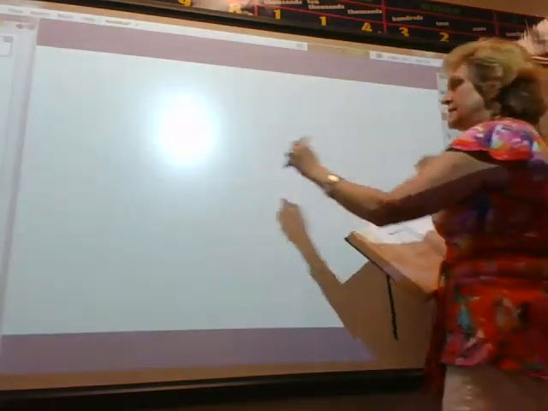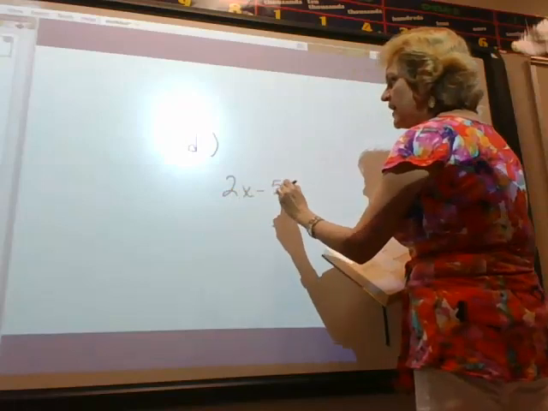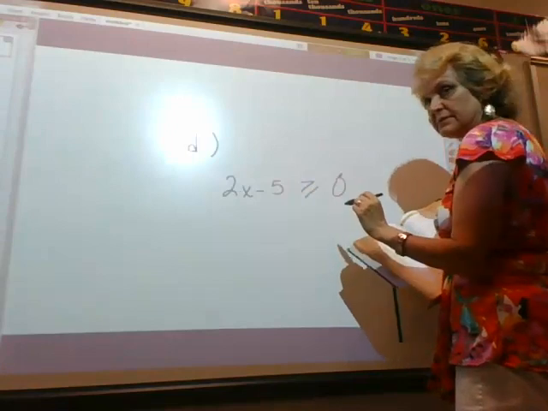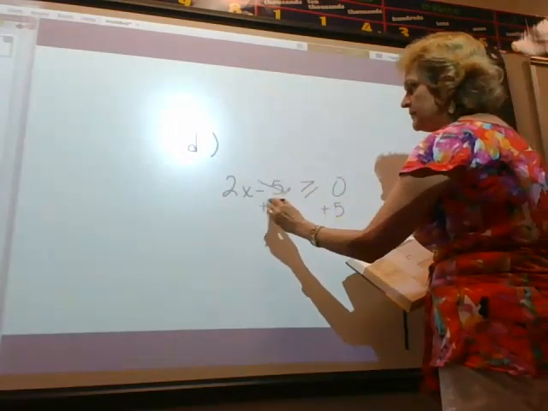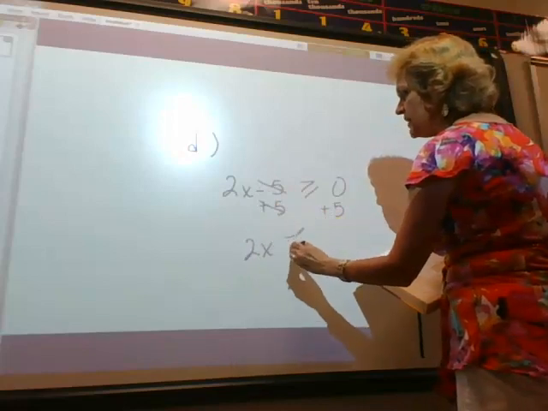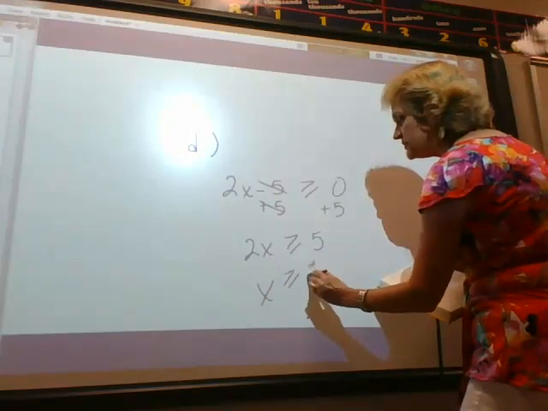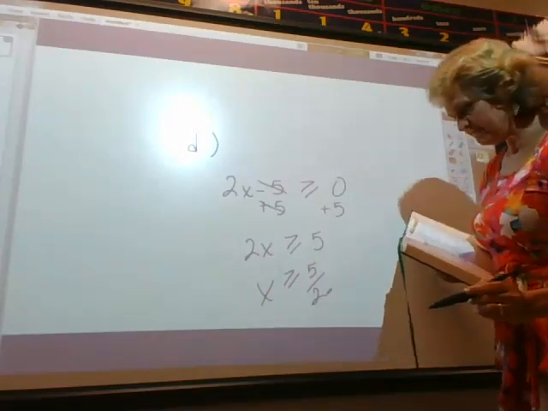All right, now try this D. The radicand is 2x minus 5. That binomial has to be greater than or equal to 0. I'm going to add 5 to both sides. 2x greater than or equal to 5. X is greater than or equal to 5 halves. You may leave it improper as long as it's reduced, okay?